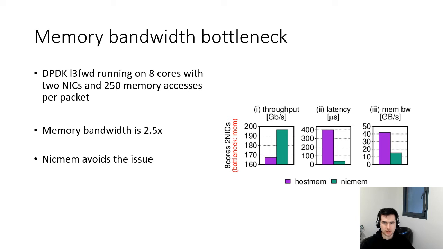all because the memory bandwidth required to move data to and from hostmem is 40 gigabytes per second, and this increased memory bandwidth slows down both NIC and CPU processing, resulting in degraded performance. Nicmem avoids this issue because it transfers only packet headers to hostmem.